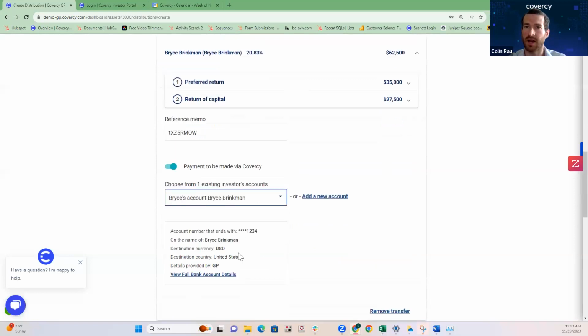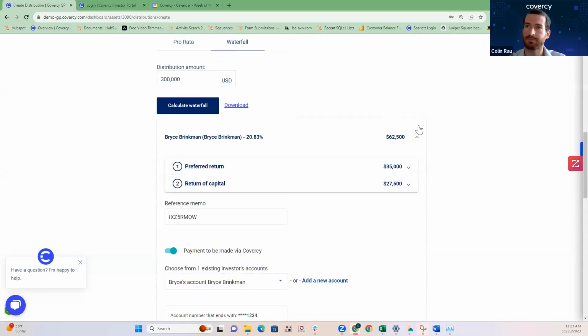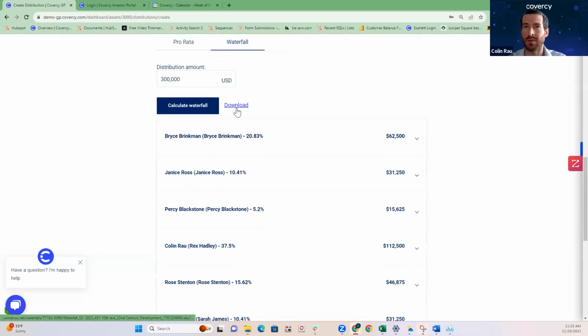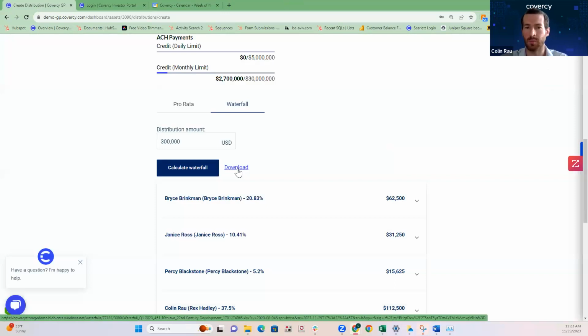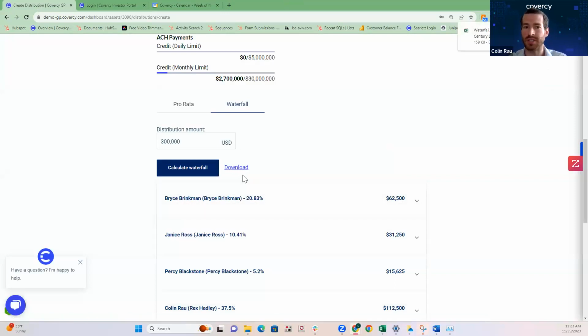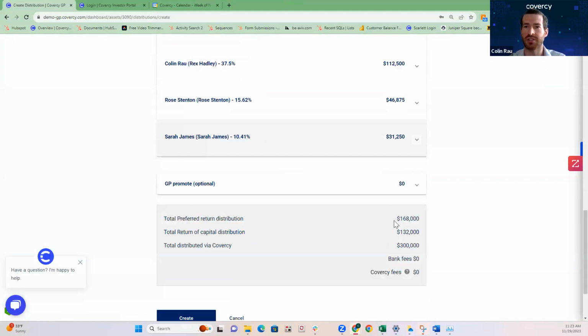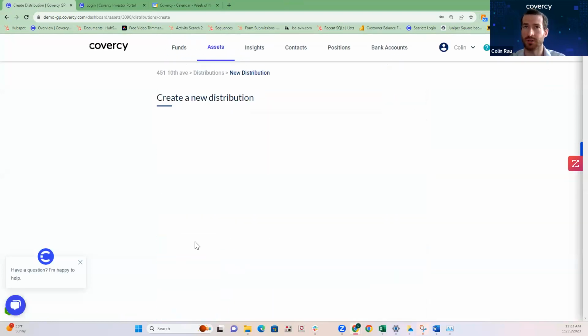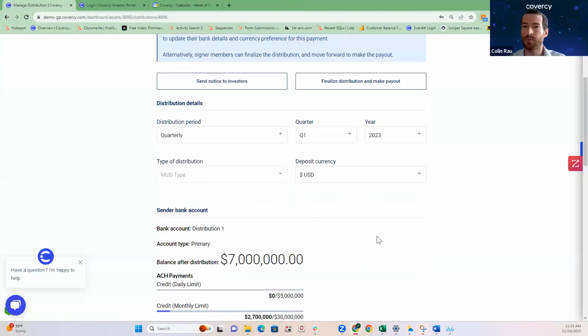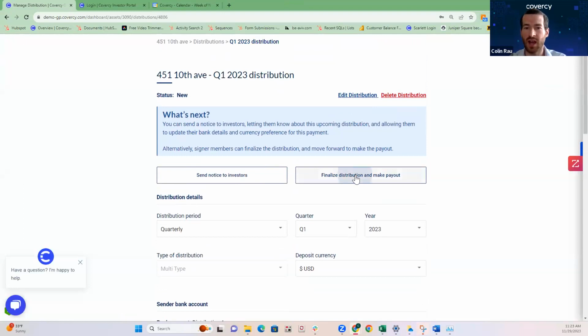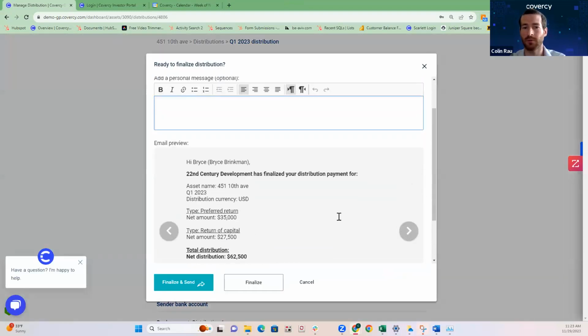We'll see that we've got all their bank account information already integrated. Before I make this payment, as we saw before, I'm going to download these calculations, which we will dig into in a moment. This is actually a really critical piece of our system. But in real time, we can imagine we've plugged in our number. We see the calculations. I'm going to go ahead and create this distribution. And our job is pretty much done. I'm going to finalize this distribution and get ready to make the payout.